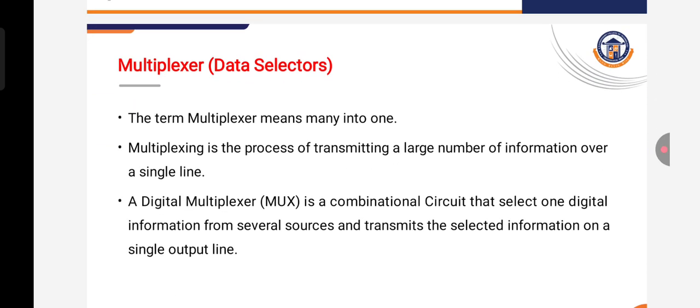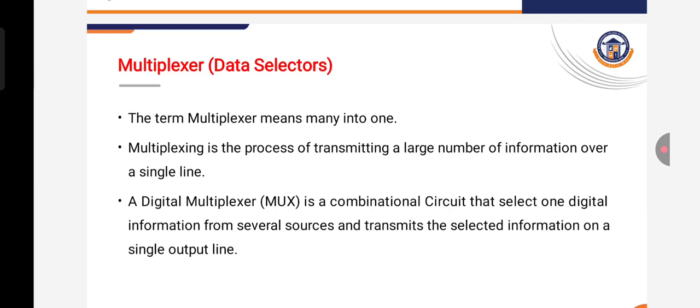The term multiplexer means many into one. Multiplexing is the process of transmitting a large number of information over a single line. The definition of a multiplexer is a combinational circuit that selects one digital information from several sources and transmits the selected information on a single output line.